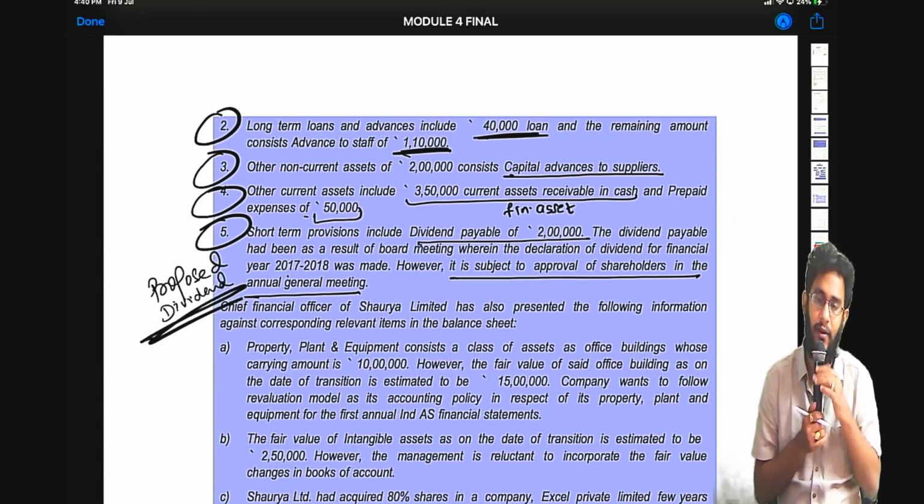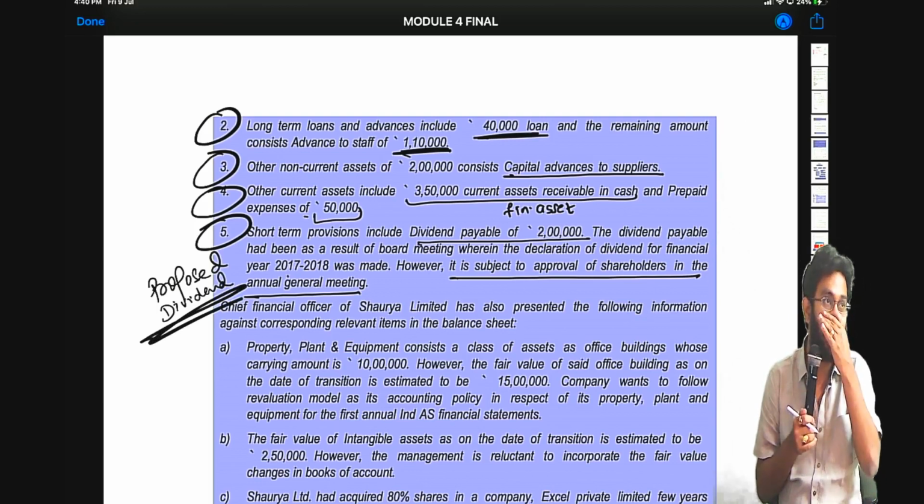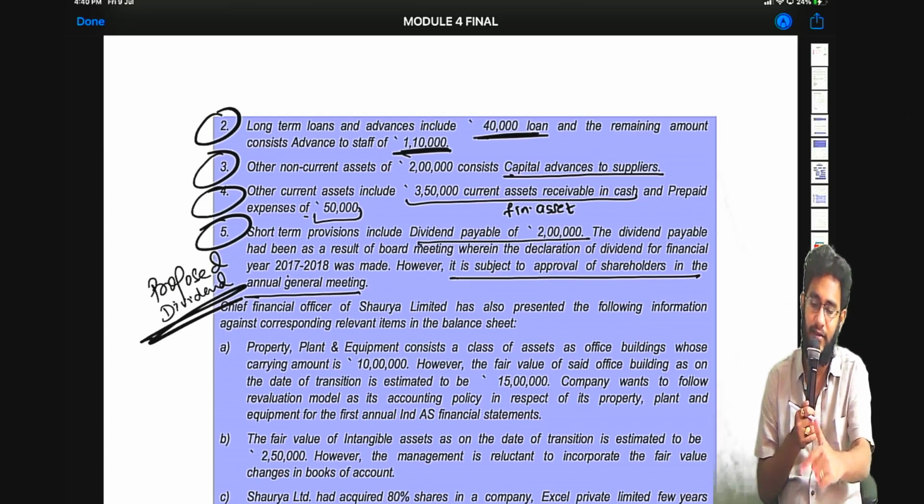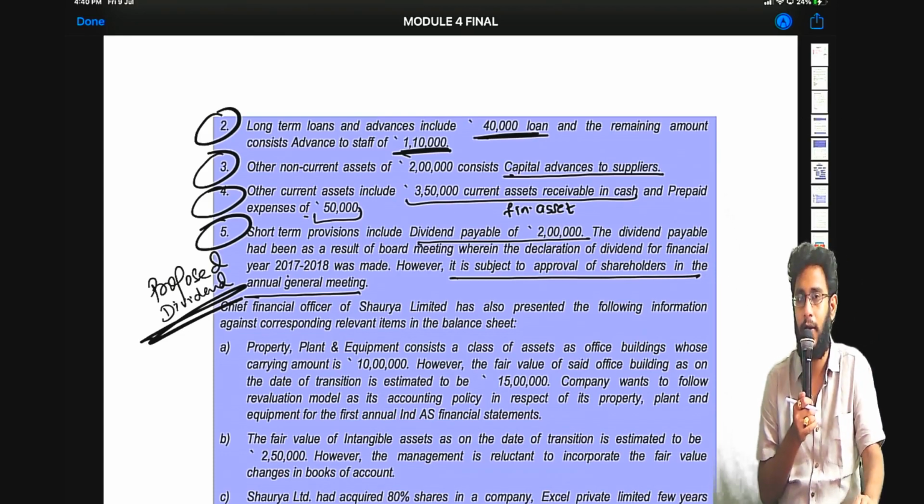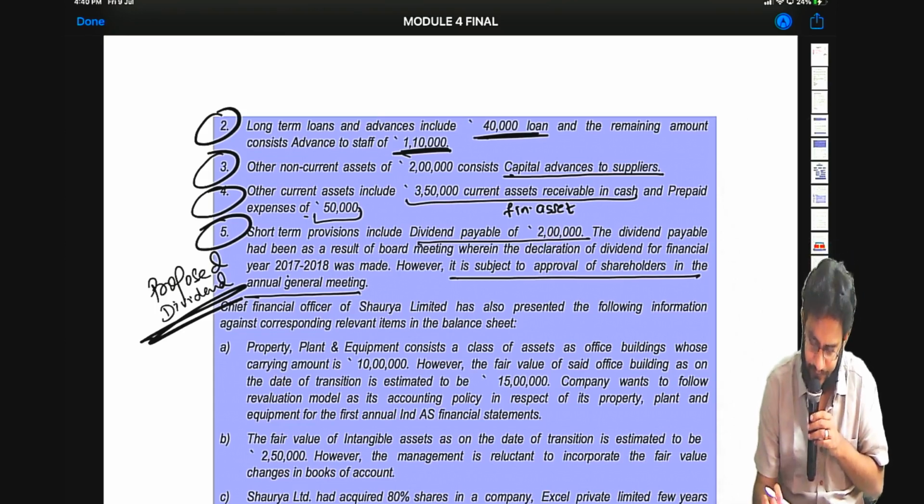What is the mistake they have done? They created a provision for proposed dividend. You are not supposed to create a provision for proposed dividend. Dividend liability should be created only when dividend is properly declared. Board declaration is not sufficient in this case. Therefore, they should not have created any provision at all. So what you have to do is reverse it. Basically, there is a mistake that you will adjust.